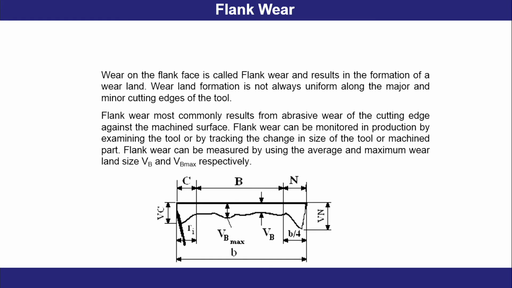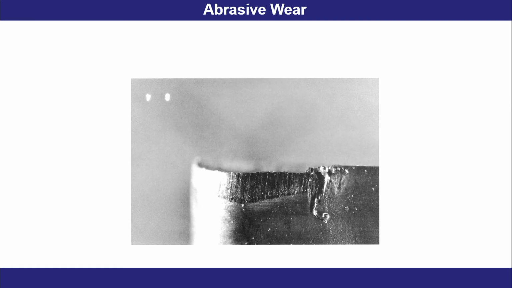Now, flank wear most commonly results from abrasive wear of the cutting edge against the machined surface. Flank wear can be monitored in production by examining the tool or by tracking the change in size of the tool or of machined parts. Flank wear can be measured using the average and maximum wear land size, that means either VB average or VB max. This is a photographic view of flank wear. Here you will see the flank wear edge.